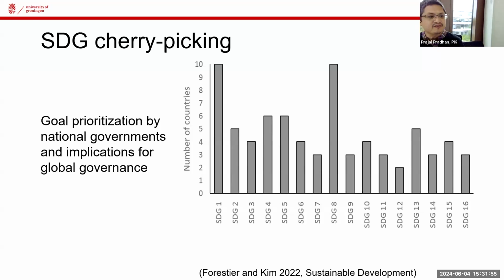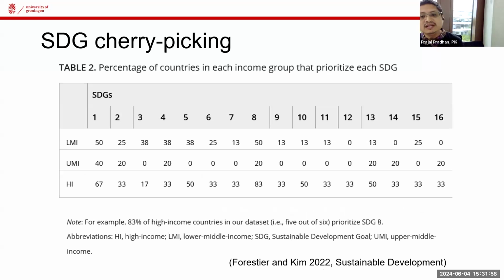And this cherry picking of SDGs is there not only in low income countries. So here LMN is low middle income countries, upper middle income countries, and high income countries. And we can see that even in high income countries, the prioritization is SDG 1, no poverty, SDG 8, economic growth. So when we don't prioritize the SDGs based on the system, things would differ. So this is not the right development.